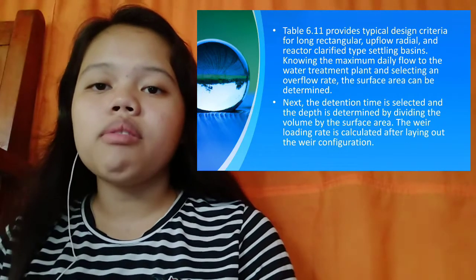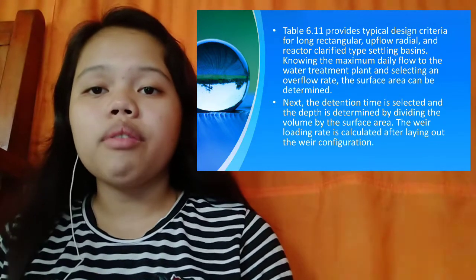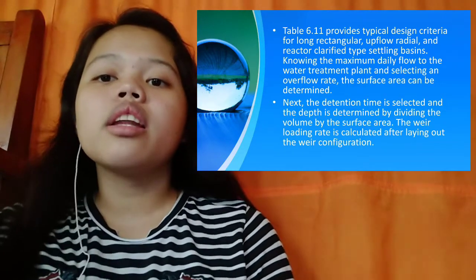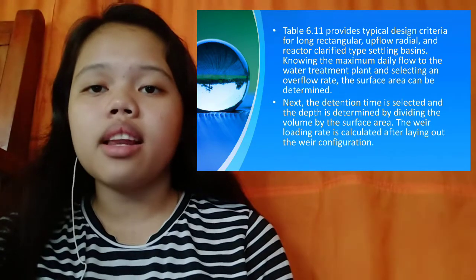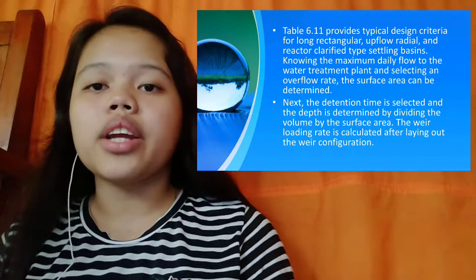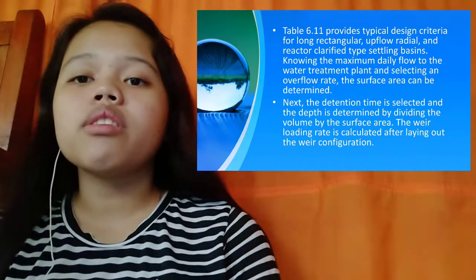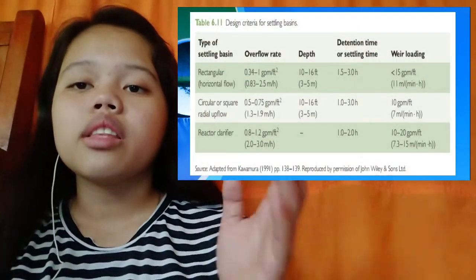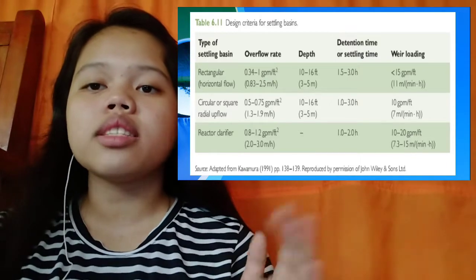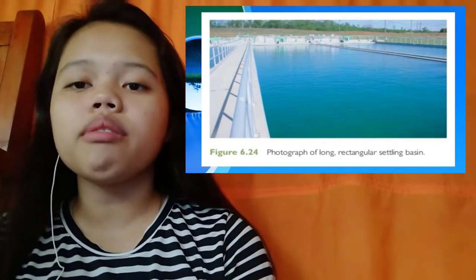Knowing the maximum daily flow to the water treatment plant and selecting an overflow rate, the surface area can be determined. Next, the detention time is selected and the depth is determined by dividing the volume by the surface area. The weir loading rate is calculated after laying out the weir configuration. Table 6.11 shows design criteria for settling basins. Figure 6.24 shows a photograph of a long rectangular settling basin.